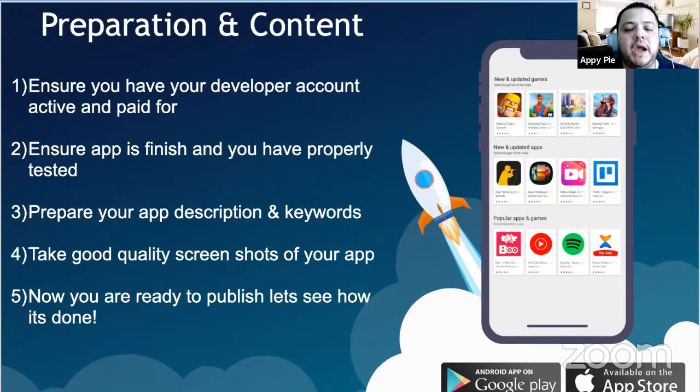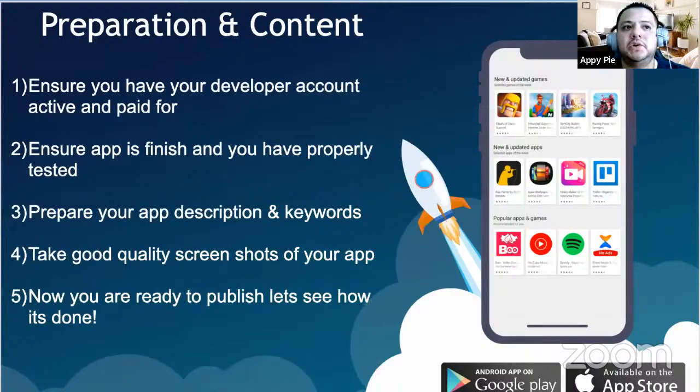Number 3, prepare your app description and keywords. This is really important, guys. For your app description, you're going to need at least 30 words minimum. Remember, this needs to be high quality, a good description of what your app is about. This lets users learn a little bit about your app before downloading it, so make sure you give as much descriptive information as possible. Now, keywords: you need about 4 to 5 keywords. Keywords can be your app name, or any other word that you think might be helpful when users are searching for your app on the Play Store.